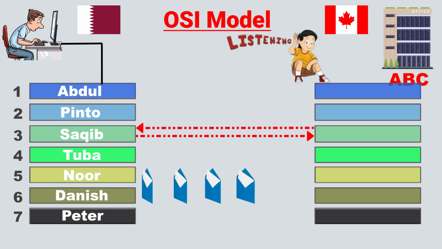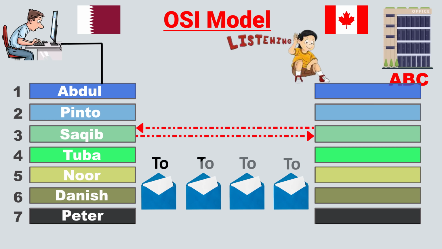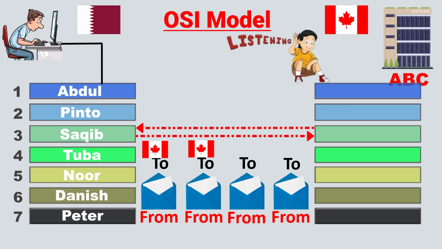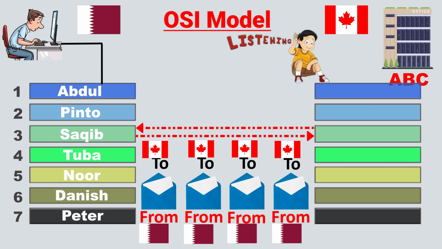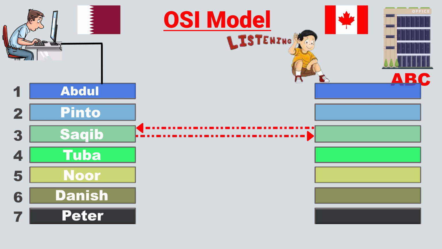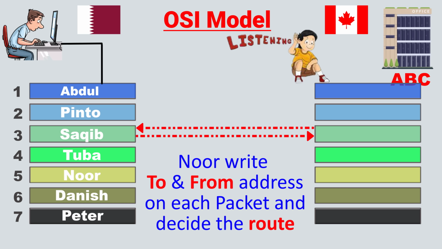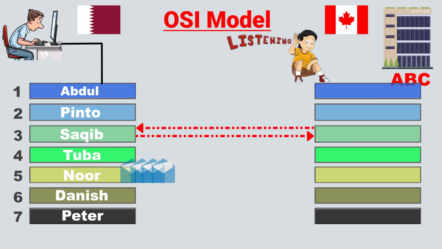Noor received 4 bundles from Tuba and wrote to and from addresses on each bundle or packet. On the to side, Noor mentioned the receiver, the ABC company address in Canada, and on the from side, she mentioned her company address in Qatar. Also Noor informed the delivery man, these are very important papers and the CEO wants urgent delivery, so don't send via normal post. Noor instructed him to take a flight from Qatar to Canada and deliver by himself. So basically Noor wrote to and from addresses on each packet and decided the route. After that, Noor sent these packets to Danish.